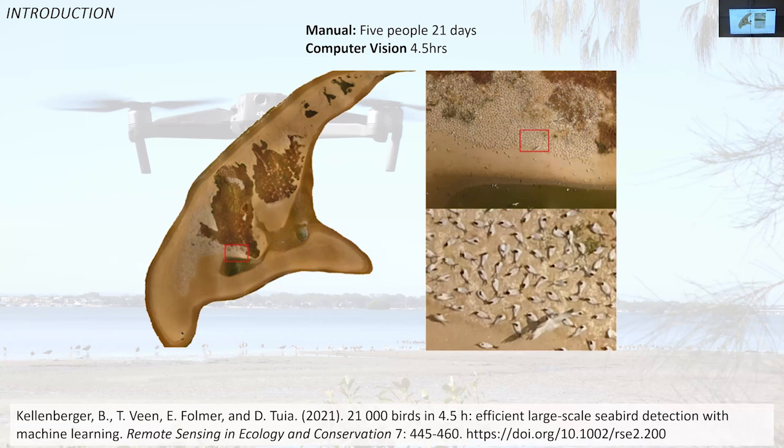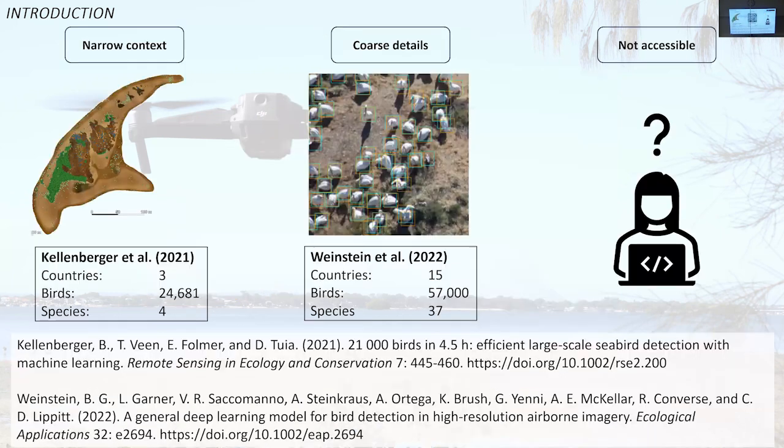So in this paper, they did it with 5 people, and it took 21 days. So if you're paying those people, that's a pretty significant cost to your project. They developed a computer vision tool to count the birds. There are 4 species of birds at this site, and they were able to count those birds in 4.5 hours. So that shows the benefit of using these computer vision tools in comparison to using these manual methods.